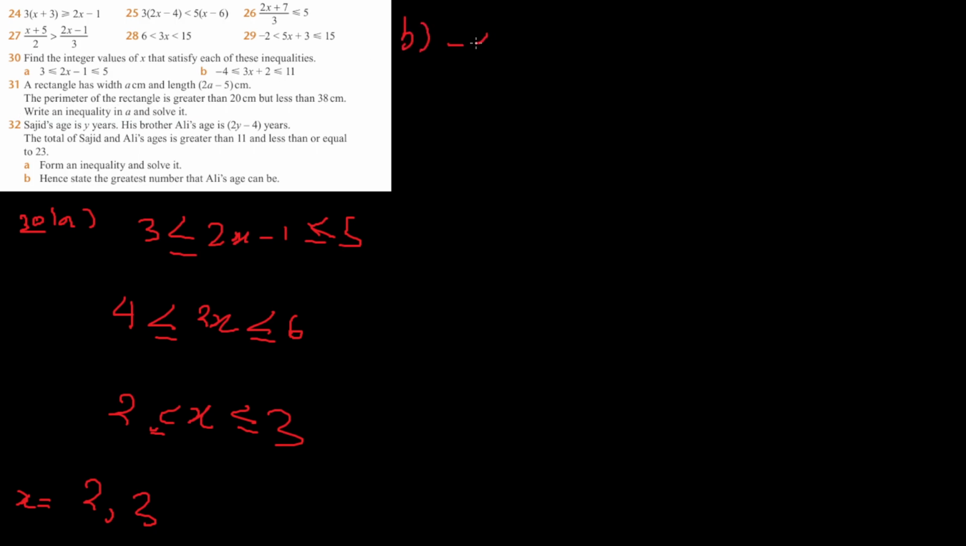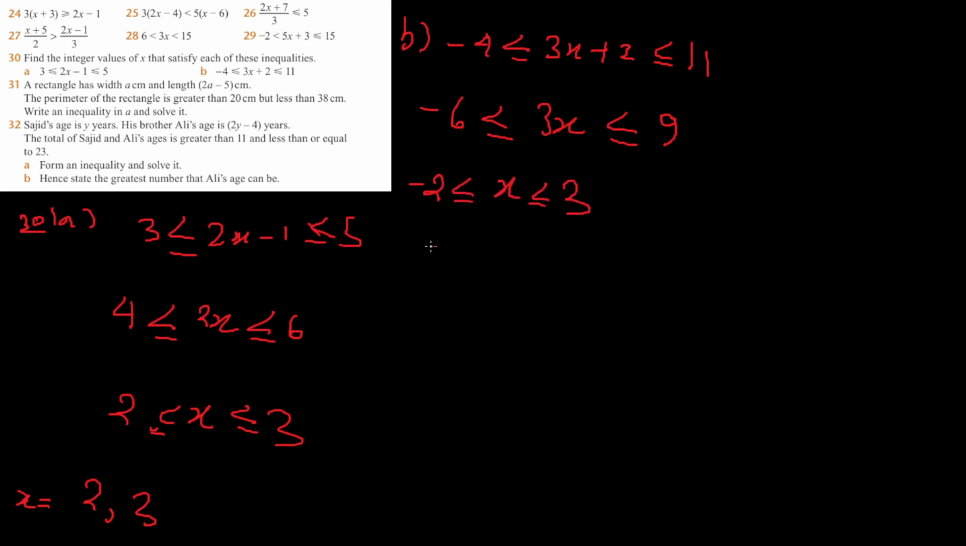So number B, we can do the same thing here. Plus 2, so we subtract 2 from each of them, so minus 6, minus 3, and this would be 9. So we can divide by 3, so minus 2, x, 3. So our x values would be minus 2, minus 1, 0, 1, 2, 3. So these are the values that satisfy this inequality.